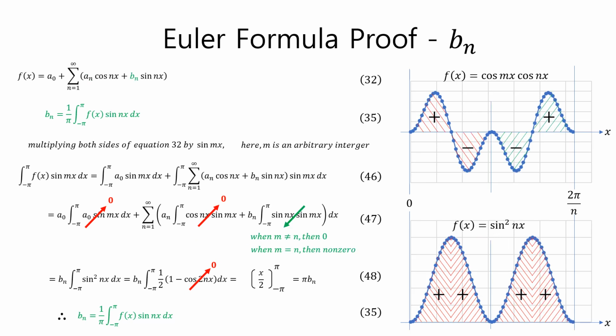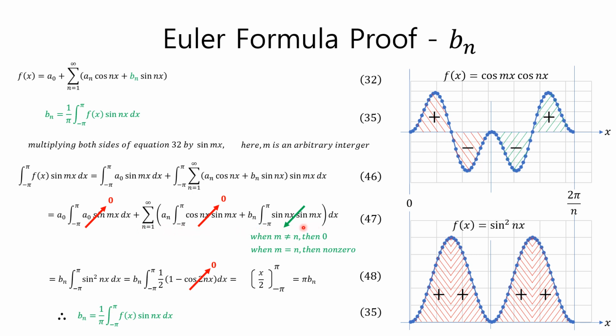Next, let us prove Euler's formula for the coefficients of the sine function. Equation 46 can be obtained by multiplying both sides of equation 32 obtained previously by sine mx and integrating both sides from minus pi to plus pi respectively. By rearranging the integral function and sigma function in equation 46, it can be expressed as equation 47.